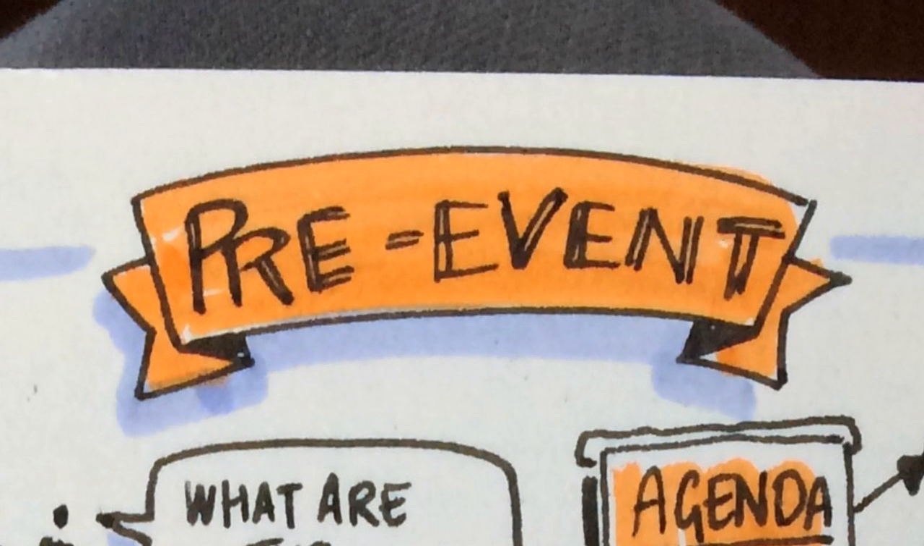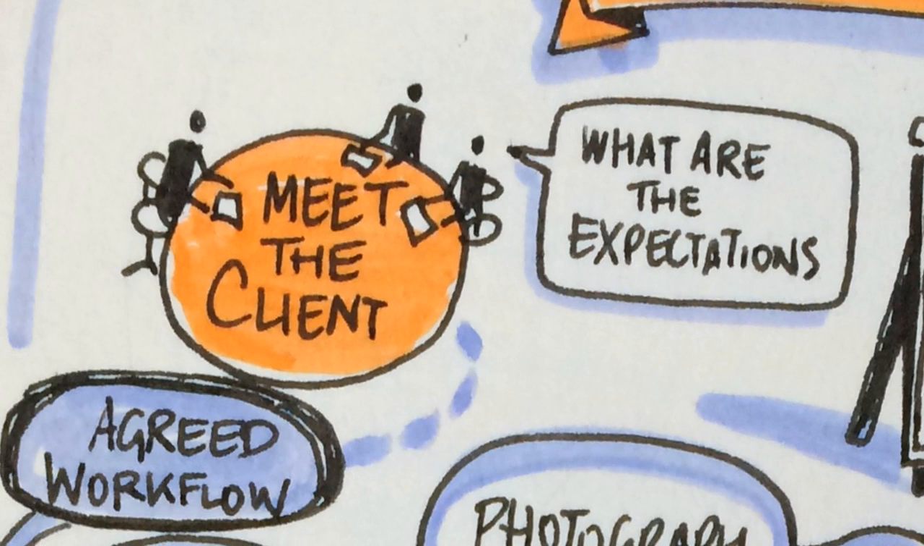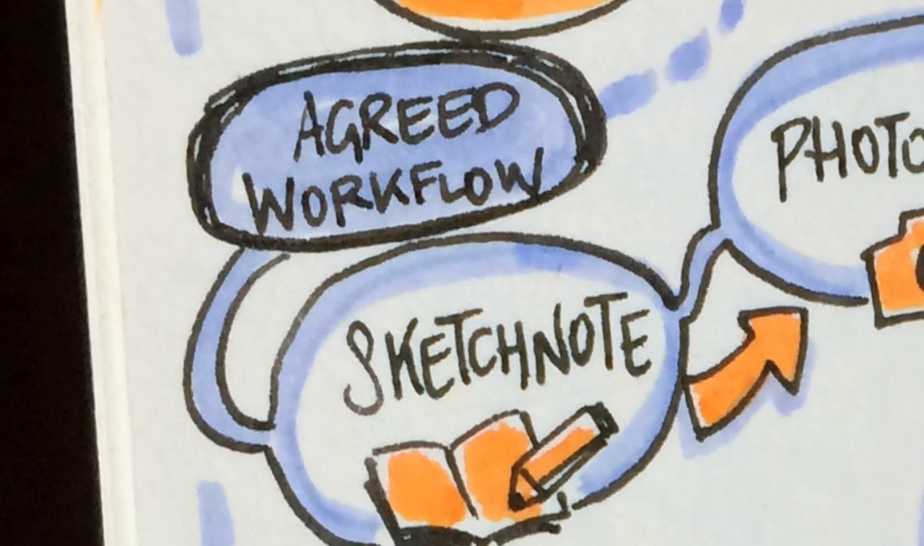So, before the event, obviously you want to figure out where and when it's going to happen. And if possible, if a table may be provided for you so that you'll have a space to work from. I suggest that you sit down with your client or at least have a chat on the phone to run through what is to be expected on the day, such as how many speakers, what are the names of the speakers, what's the agenda for that conference or lecture. And of course, you need to agree on what you will sketchnote and what you might not sketchnote.